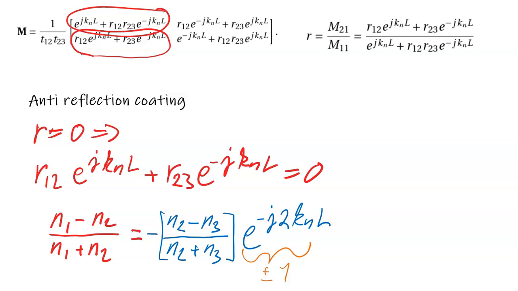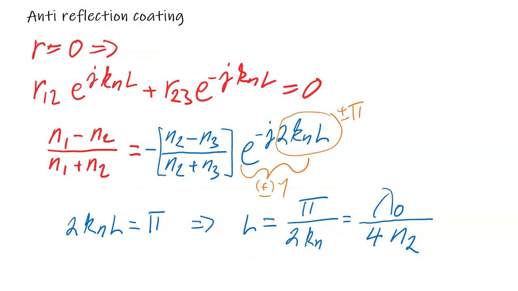To get a non-trivial solution, we need to select the minus sign. Therefore, the phase of the exponential function should be plus or minus pi. And this condition gives us a relation for the needed thickness of the anti-reflection coating film. And as we see, the thickness is a quarter wavelength thick film.